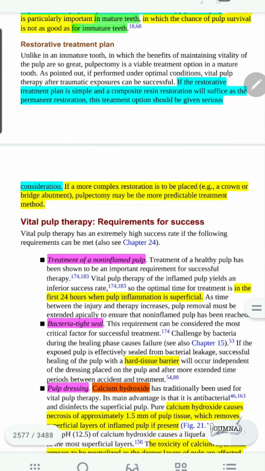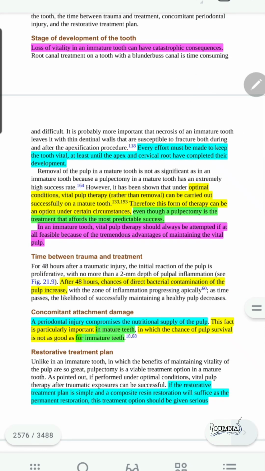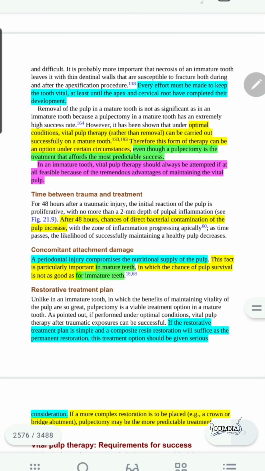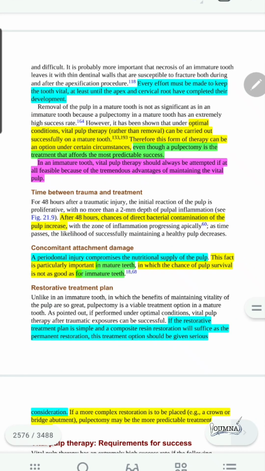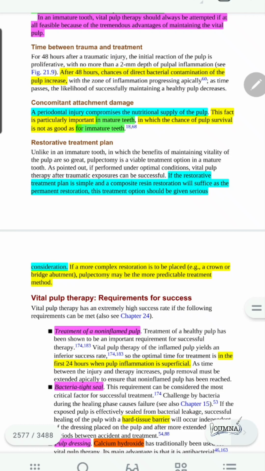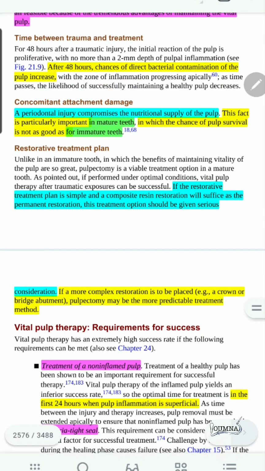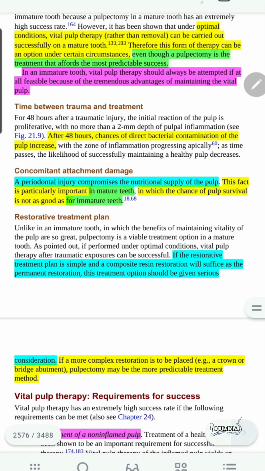So maintaining the vitality of an immature tooth is important to continue the growth of the apex. Now let's discuss the requirements that make pulpotomy the choice of treatment for the traumatized tooth: that only 48 hours have passed since the trauma accident.